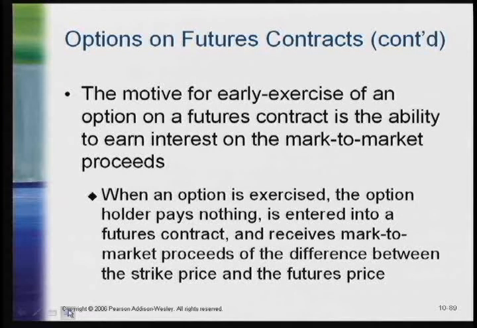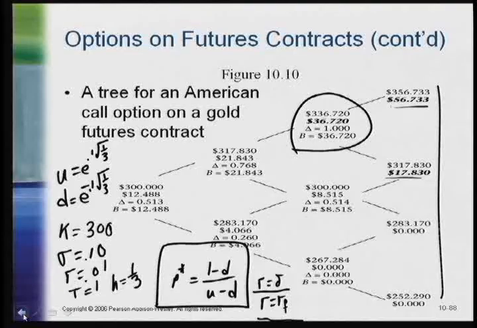As for the motive for early exercise of an option, you might wonder: mathematically we see from this earlier diagram that we had an early exercise at this node. So what's the value of early exercise on an option on a futures contract? Well, when you exercise an option on a futures, you get cash. So in this case, what I would receive is $36.72 and a futures contract with a futures price of $336.72.